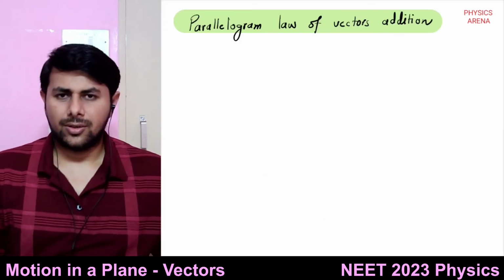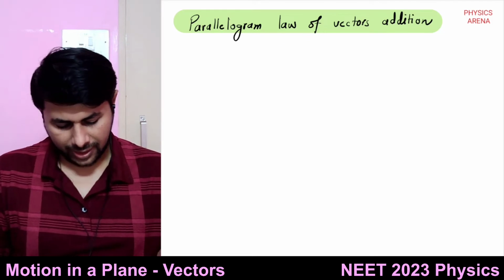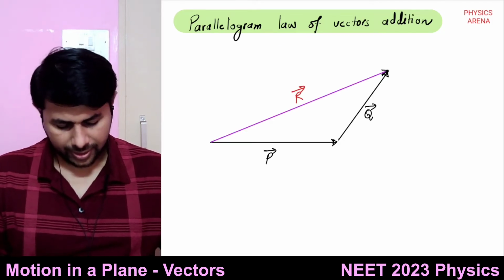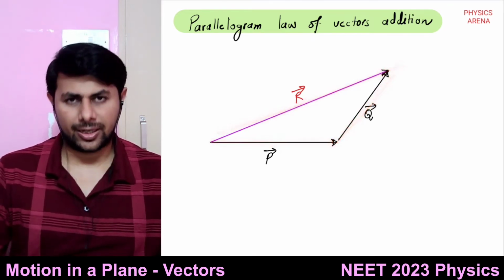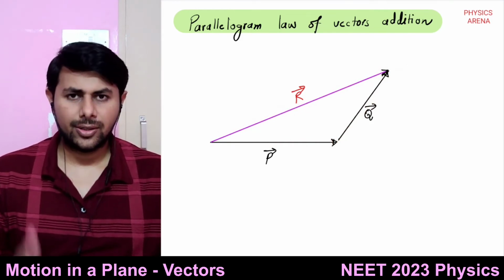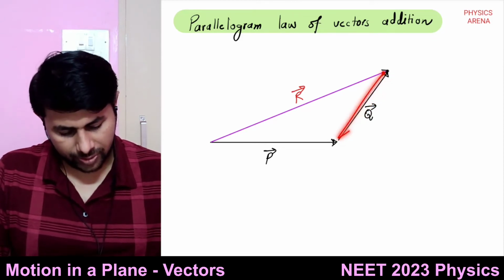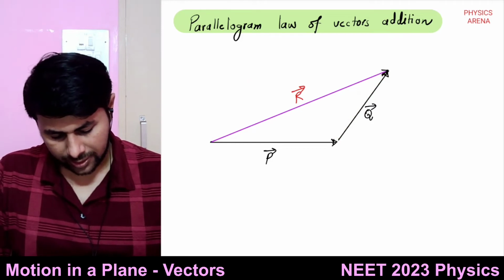Okay, good. So let's discuss the parallelogram law of vector addition. This is my p bar, this is my q bar. So p bar plus q bar gives me r bar. This is using the triangle law. Now we can move this q bar, as we discussed about free vectors. So we can move this q bar over here, and I can draw the q bar like this.